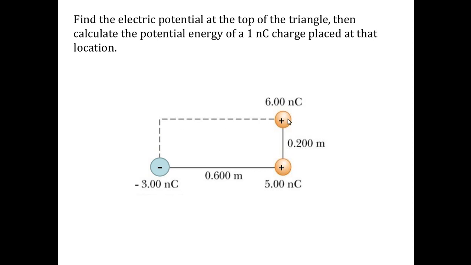Alright, so I'm going to calculate the potential due to the 6 nanocoulomb charge, the positive 5 nanocoulomb charge, and the -3 nanocoulomb charge. So again, they're scalars. I'm going to have a positive potential due to these two, a negative potential due to that, and then I'm going to calculate them and just add them up.